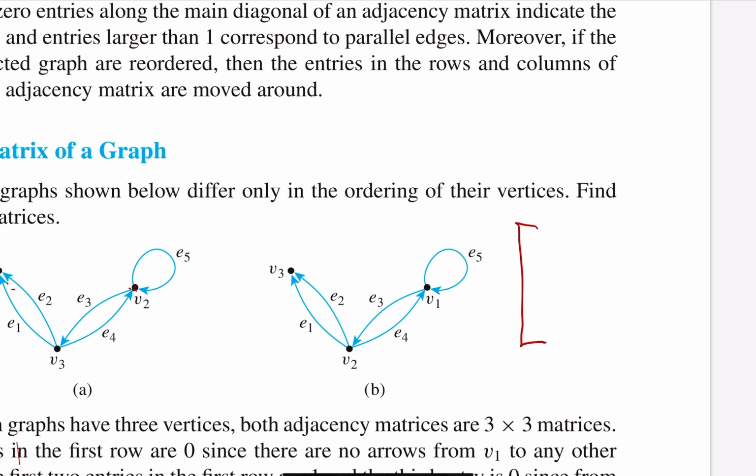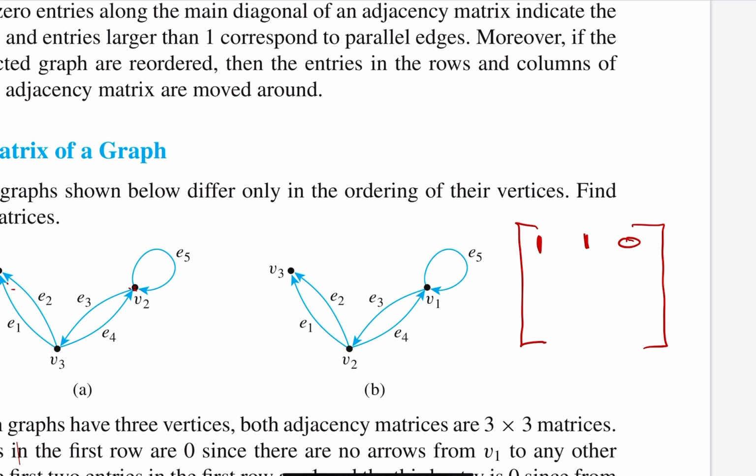First of all, you have to count how many vertices you've got. 1, 2, 3, you've got 3 of them. And it's a 3 by 3 matrix. At v1, you have 1 loop, so it's 1. At v1, v2, you have only 1. And v1, v3, we have no edge, it's 0.